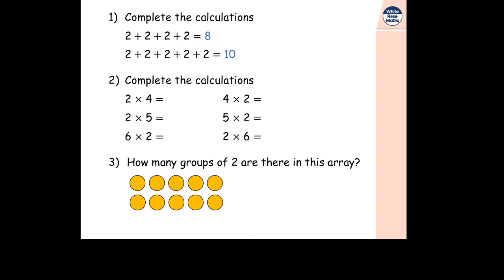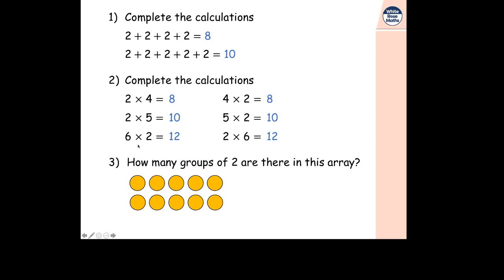Completing the calculations, 2 times 4 is the same as 4 times 2. You've just changed the numbers round. So they both equal 8. 4 add 4 is 8, but then so is 2 add 2 add 2 add 2. Look, you had it up here. 2 groups of 5 or 5 groups of 2 is 10. And then 6 groups of 2 or 2 groups of 6 is 12. Going up in twos, look, 8, 10, 12, because we've got groups of 4, groups of 5, groups of 6.